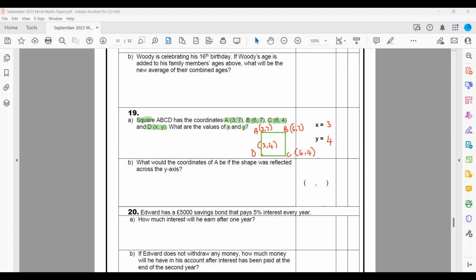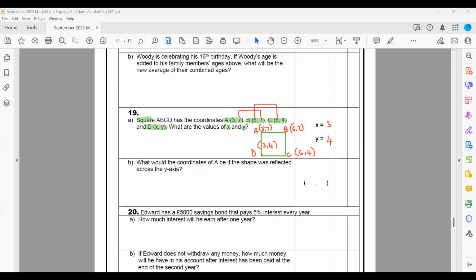There's another way you can do this as well, with a square, and also with a rectangle. You're looking for coordinate pairs. So if you look here, we've got 7 and 7 pair off, 6 and 6 pair off for the x. So we need an x pair for 3, and we need a y pair for 4. That's another way of doing it, seeing which ones are left, and that will tell you the ones that you need.